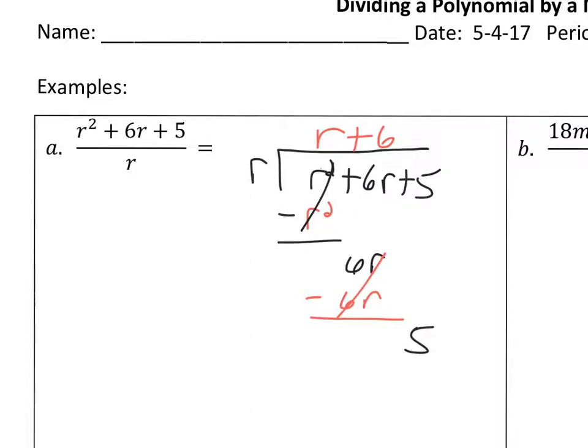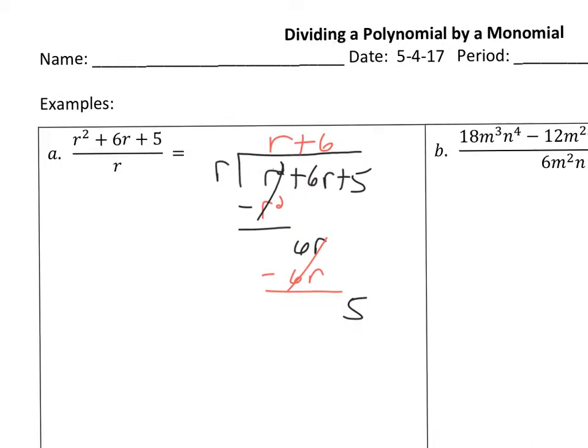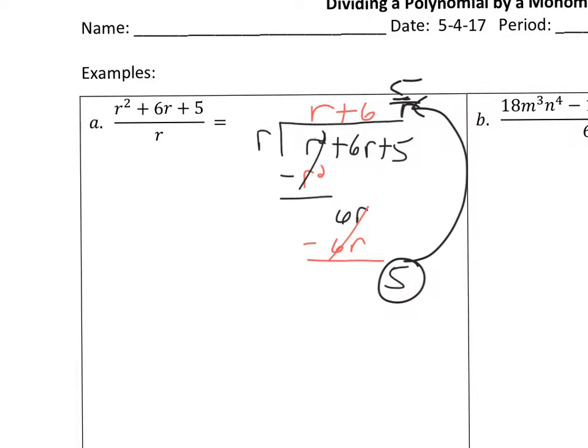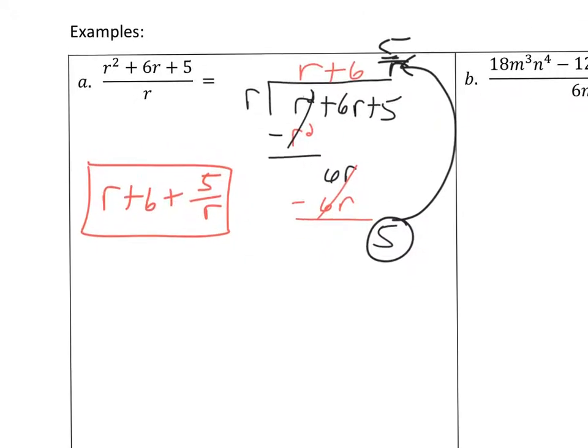Well, r cannot go into 5 because there is no r on the 5. So that means that needs to be put as our remainder. So the 5 goes to the top as 5 over r. Okay? So your final answer is going to be r plus 6, and that's a positive 5, so positive 5 over r. Okay? Just like that. And just real quick, let's go over how we can check our answer.